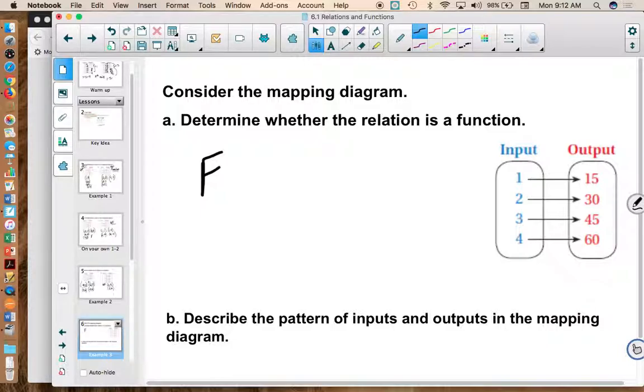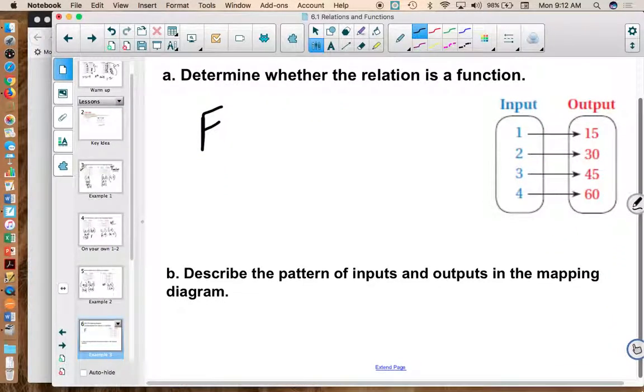Describe the pattern of inputs and outputs. Now it wants to know what's happening. What's happening inside that function table? You put in a 1, so you're going to go up here, and here's my function machine. And I'm going to dump a 1 in, and it's going to come out as a 15. What happened inside that machine to turn it into 15?